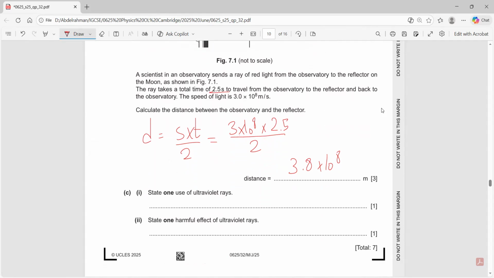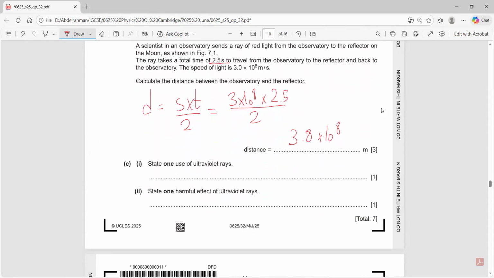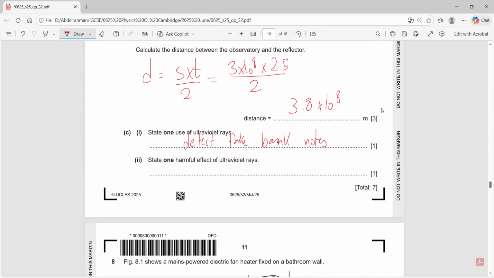State one use of ultraviolet radiation. Ultraviolet rays can be used to detect fake banknotes. One harmful effect of ultraviolet rays is damage to the eyes.